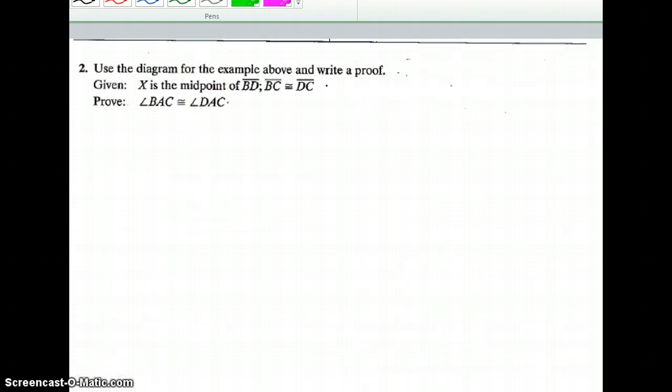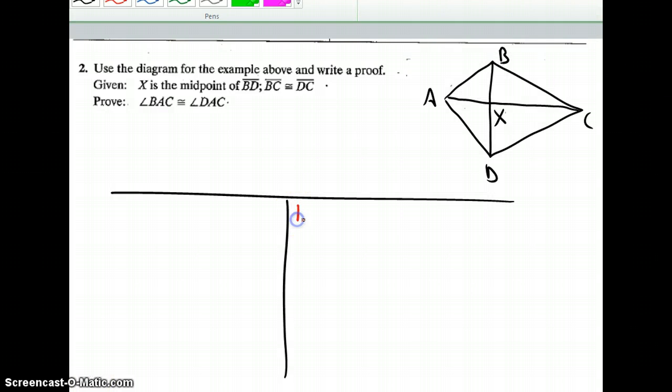All right, so now same diagram, different proof. Let me copy. All right, the copy paste was just too difficult. I thought I'd just draw it here. Okay, got plenty of room. That's probably what you would have to do anyway. All right, what's given is X is the midpoint of BD. Okay, X is the midpoint of BD.